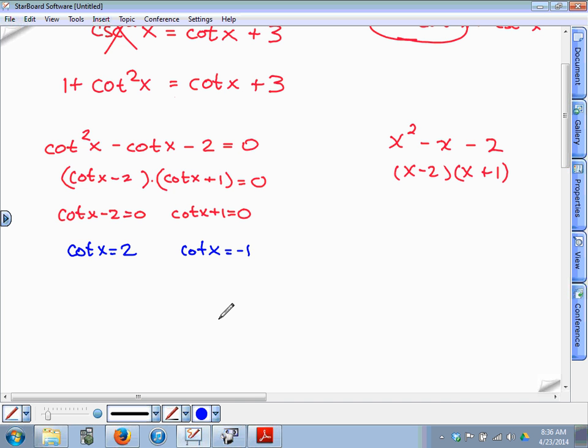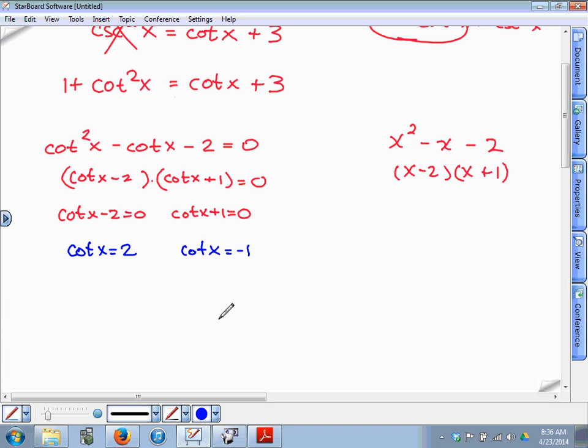Cotangent x equals negative 1. I don't know about you guys, but I'm not really liking cotangent here. We can still do it, but there's a better way.